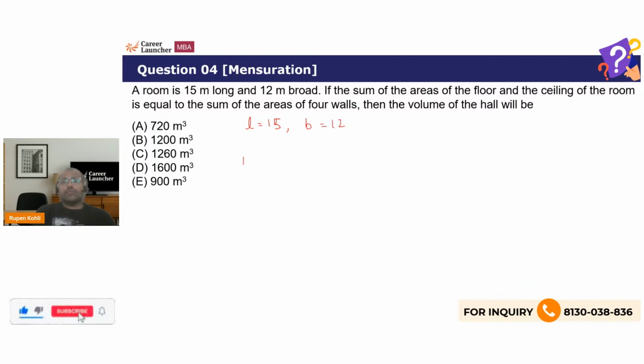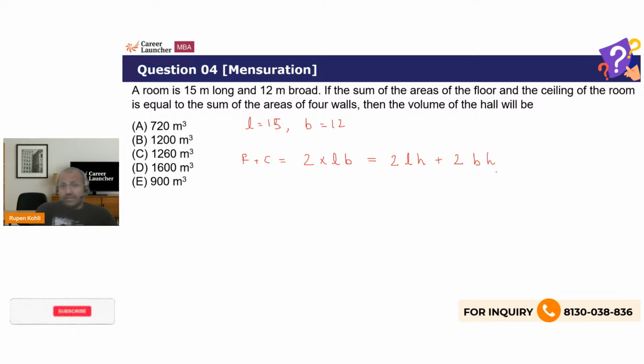So the floor plus ceiling will be basically twice length into breadth, and that will also be equal to the area of the four walls. Now, what will be the area of the four walls? Imagine this side: this is length on the base and height, so it's length by height. Another one, breadth by height, and two of each. So this should be equal to twice length into height plus twice breadth into height. So this is the equation.